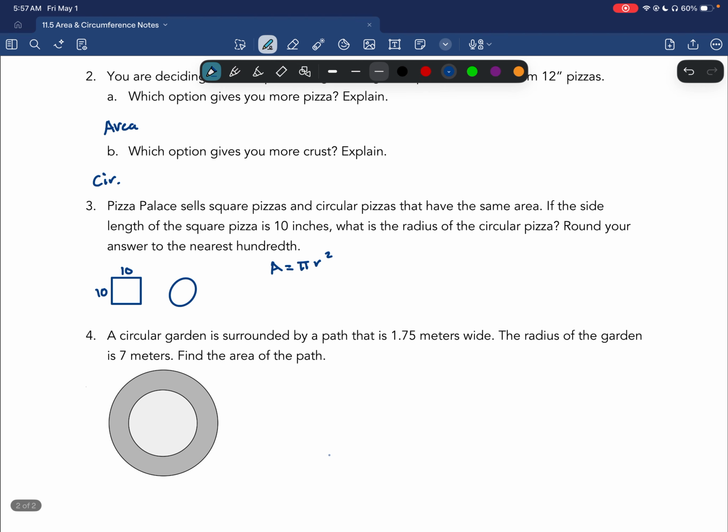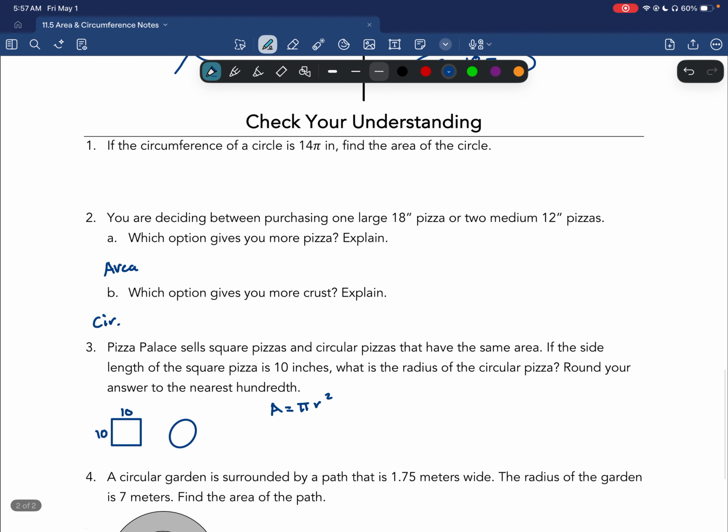And then question 4, we're just going to skip. Try these 3 questions. If you can't get them, then when I get back, we'll go over them. And when you're done with these 3 check your understanding questions, you have Delta Math online. Okay, have a good weekend.